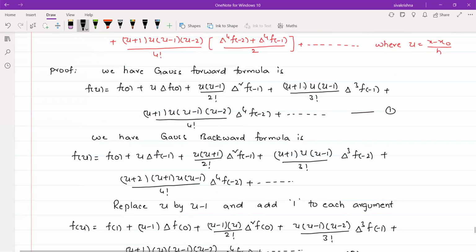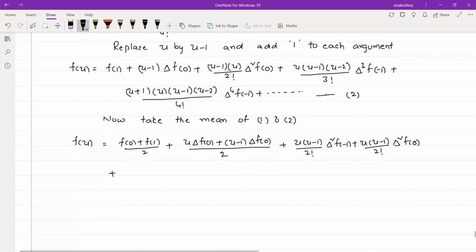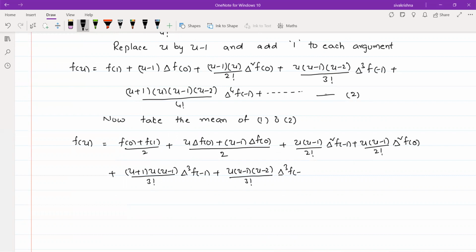Coming to the fourth term in equation 1. So 1, 2, 3, 4. The fourth term in equation 1 is u plus 1 into u minus 1 by 3 factorial into delta cube f of minus 1. So you have to write u plus 1 into u minus 1 by 3 factorial into delta cube f of minus 1 plus, and the fourth term in equation 2 is u into u minus 1 into u minus 2 by 3 factorial into delta cube f of minus 1, and we have to write by 2 since we are considering the mean of both the equations.